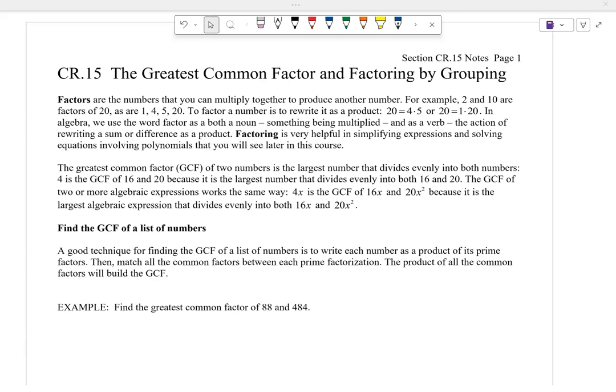All right, let's get into the greatest common factor. Welcome back to your favorite Pre-Calculus 1 expanded course. Get into the greatest common factor and factoring by grouping.